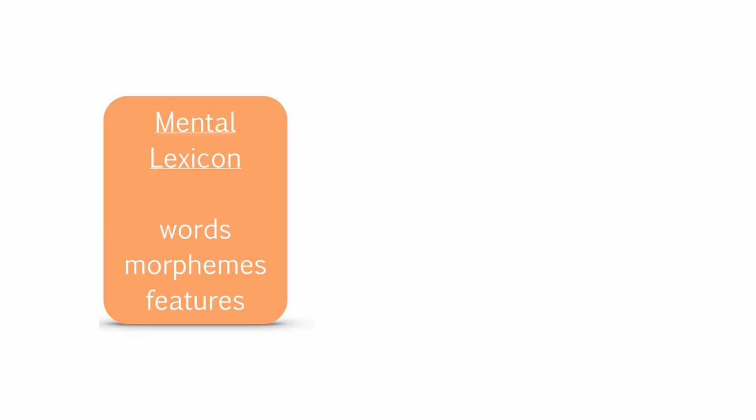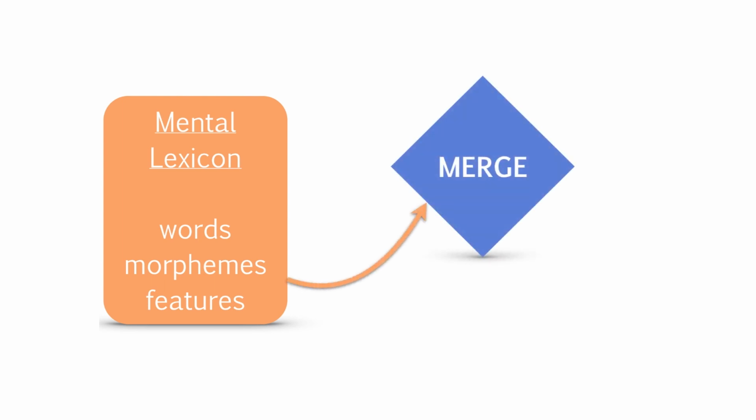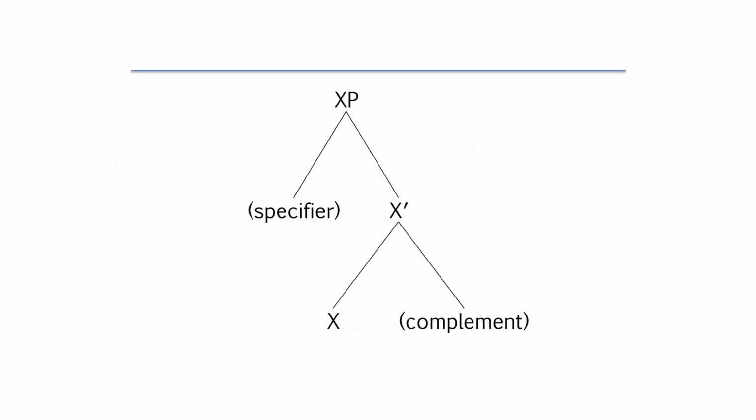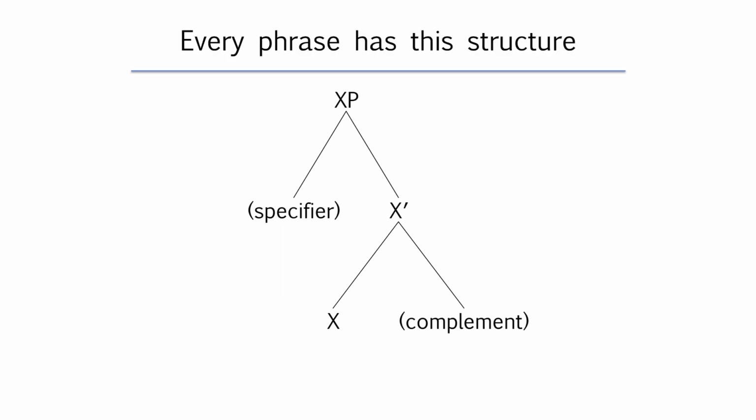We've been developing a model for how the mind generates sentences. Our idea is that we draw words, morphemes, and morphosyntactic features from the mental lexicon, and then the operation merge organizes all these things into an X-bar structure. And the theory makes the quite powerful claim that every phrase in every sentence is organized into an X-bar structure with a head, a bar level, and a phrase level.